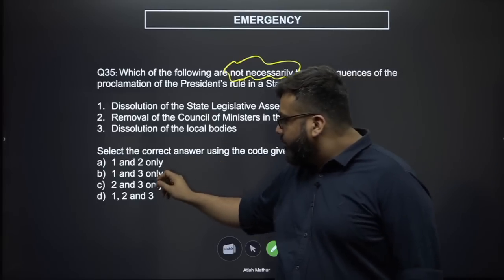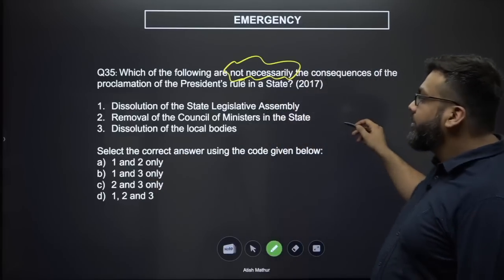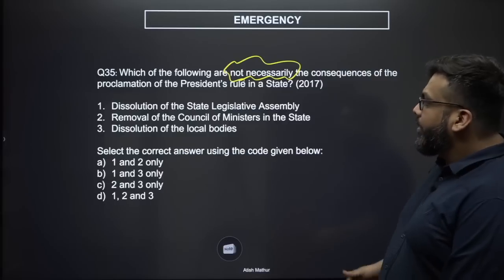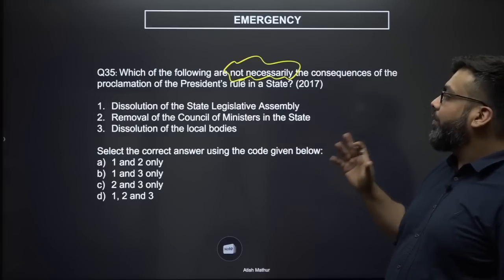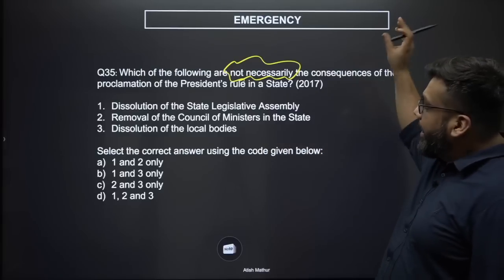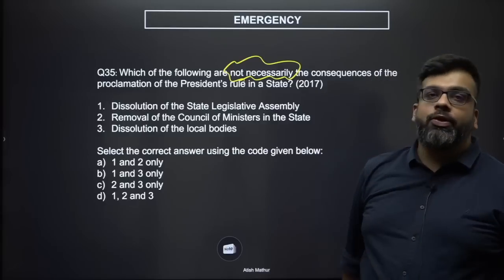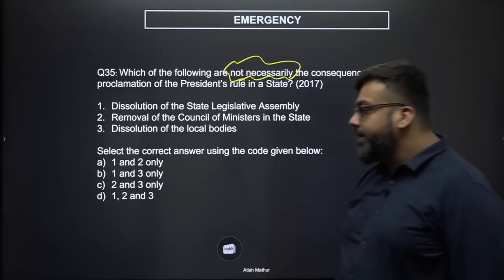Now let's look at the next one. So we see 2 also here, removal of the council of ministers, not necessarily the case. You may or may not remove. Right? Now look at the third option, dissolution of the local bodies. Dissolution of the local bodies has nothing to do with imposition of state emergency, right?